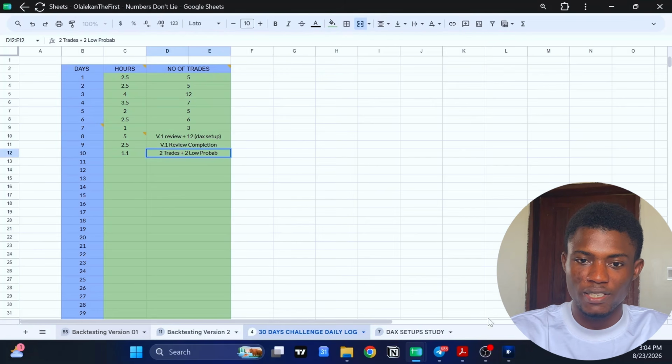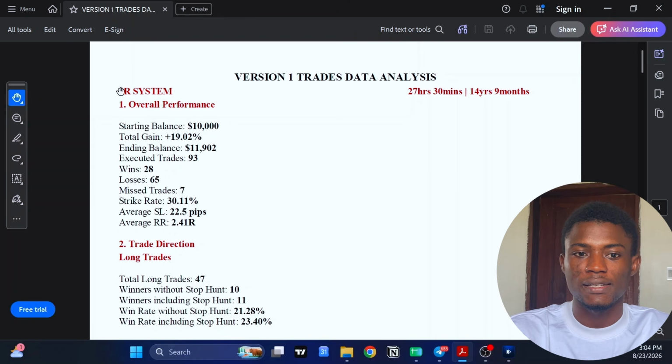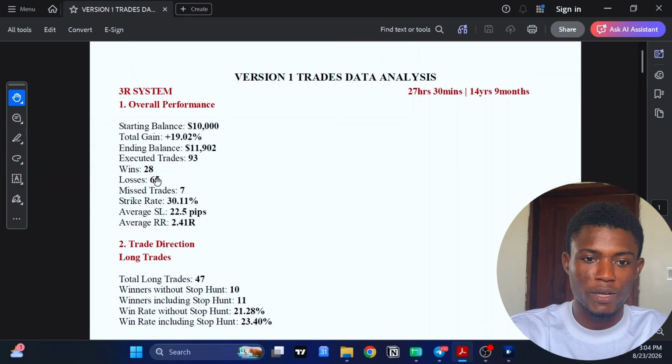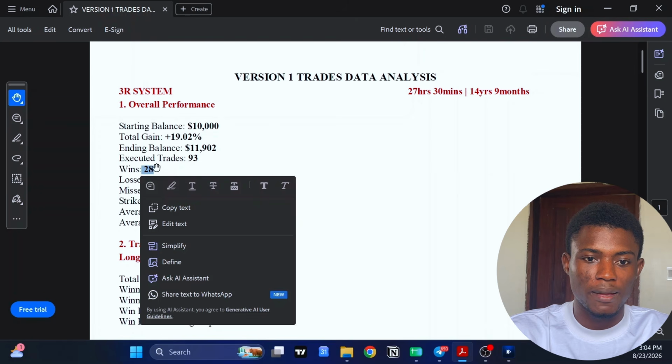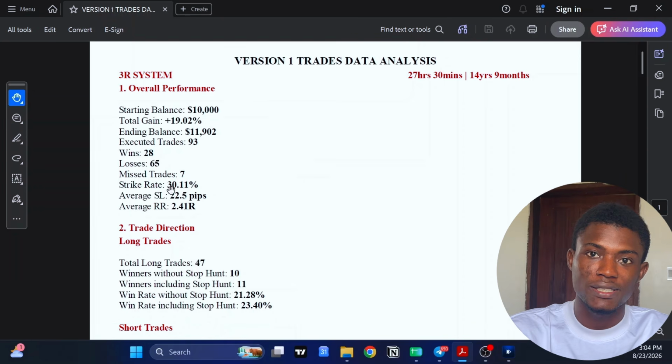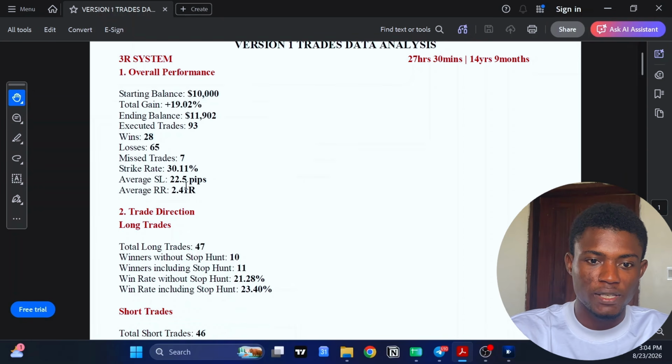This is actually what the data looks like. So you can see for the 3-hour system, starting balance of 10K. You can just pause and read. I don't want the video to be too long, right? So this is the wins, 28 wins for the 3-hour system. And for the losses, there were 65 losses. The win rate was 30.11%. Then average SL was 22.5 pips. Then the average risk to reward was 2.41 R.